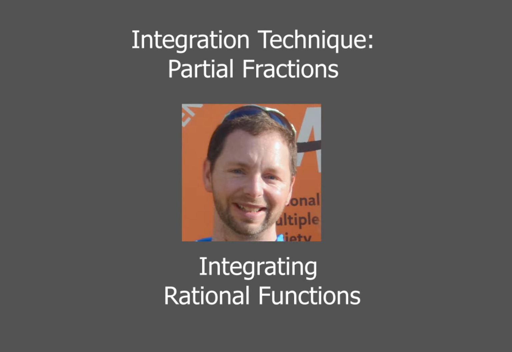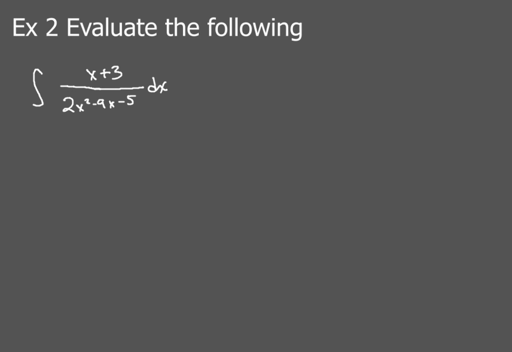We're going to take a look at our integration technique called partial fractions, otherwise known as partial fraction decomposition. We're going to use this technique anytime we've got to integrate rational functions. Now in this example, we've got to evaluate this rational function. Oh, it's so ugly: the integral of (x + 3) over (2x squared minus 9x minus 5) dx.